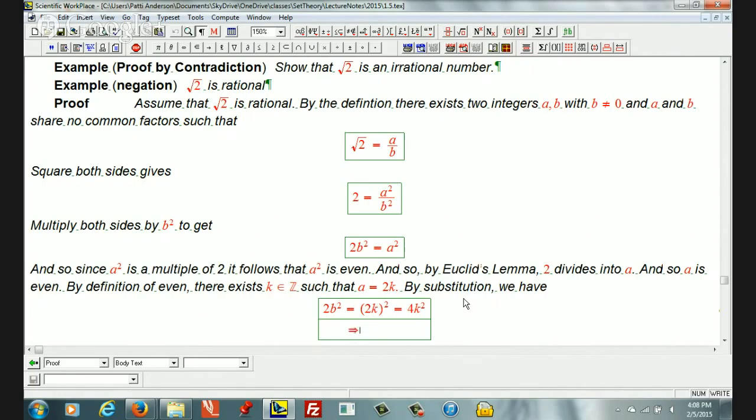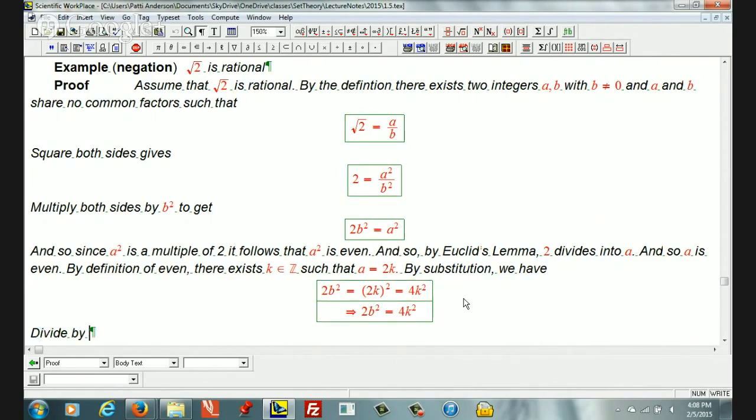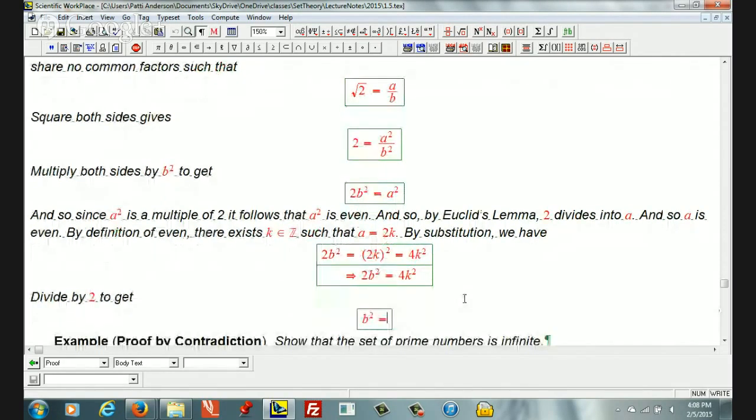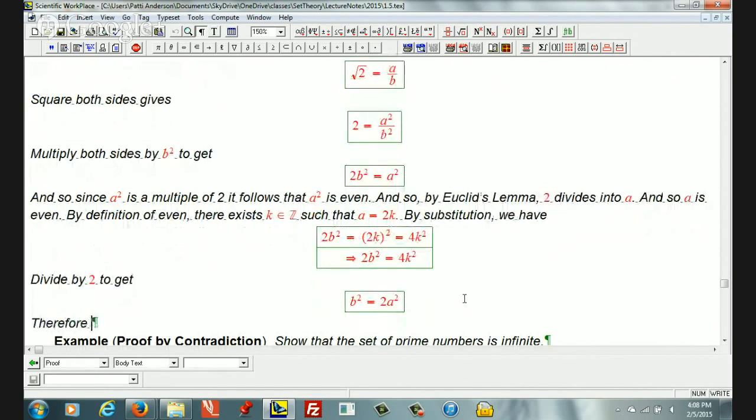So that we can simplify, we're going to have 2b squared is equal to 4k squared. What do you think we should do now? Divide by 2. So you're going to have b squared is equal to 2k squared. Apply your definition for b squared. Therefore, b squared is what? And hence, b is even, which gives us our contradiction.